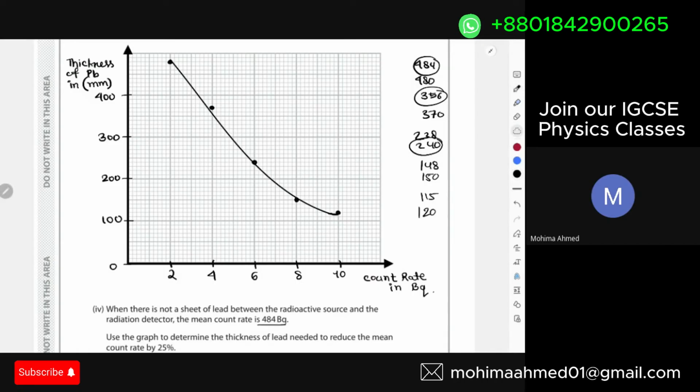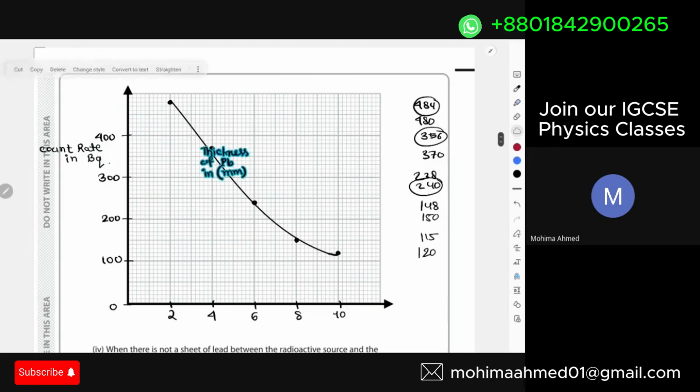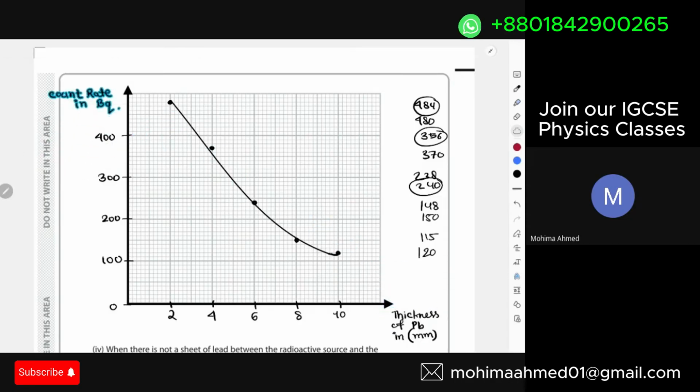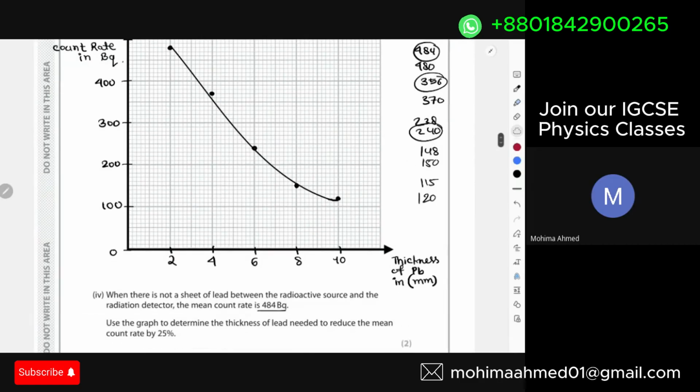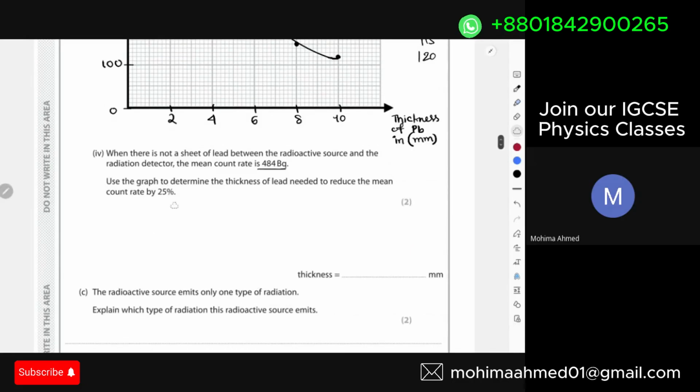The axes were labeled wrong. This was the count rate, right? And this was your thickness in millimeter. Sorry, this was the count rate. Okay, now in this case, if I want to find out 25% of that initial activity, I'll work out 25 over 100 with 484. How much is this?